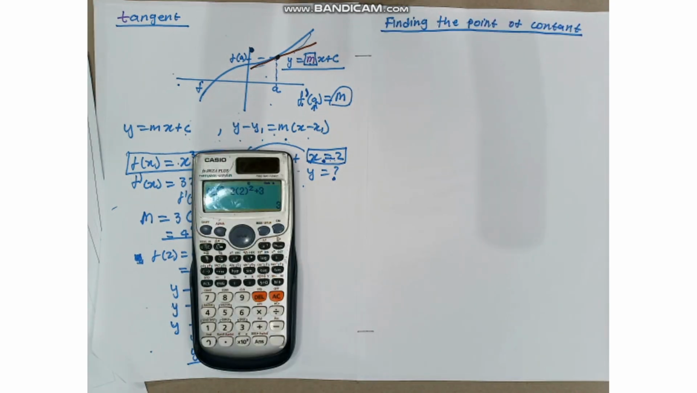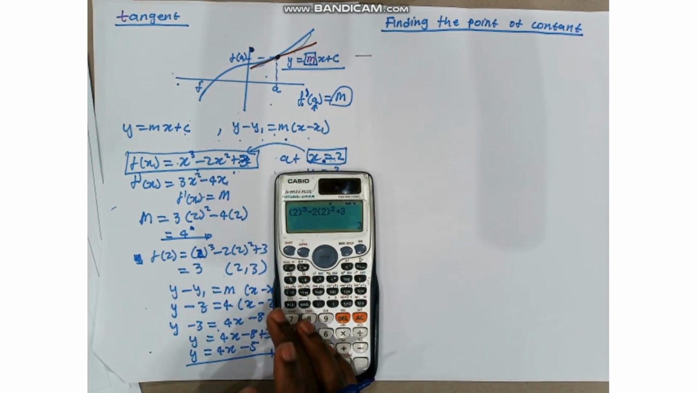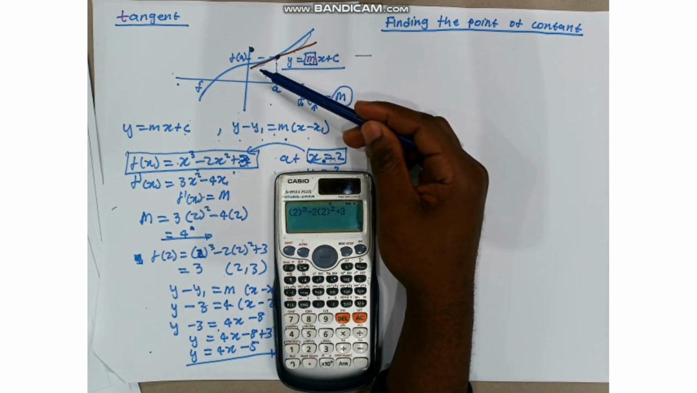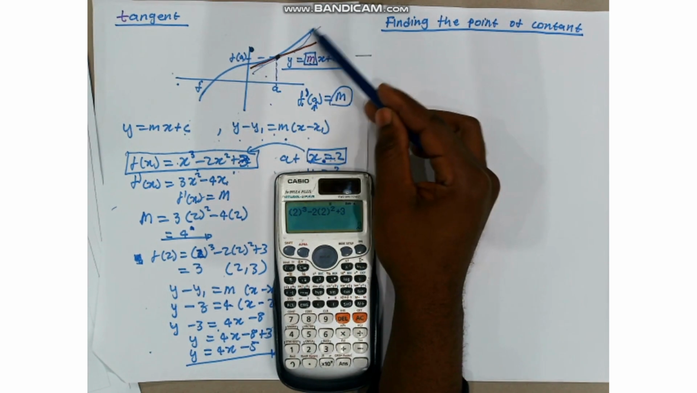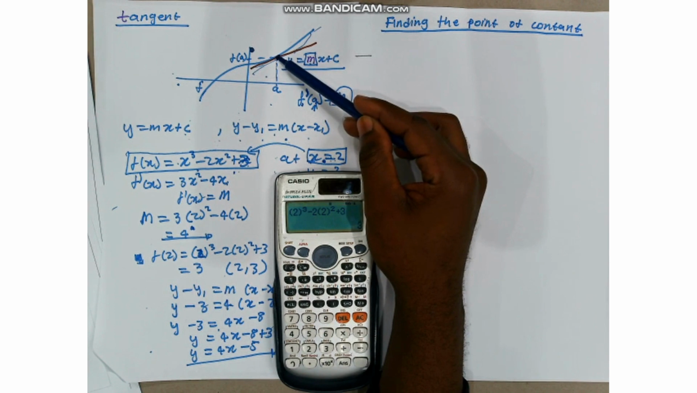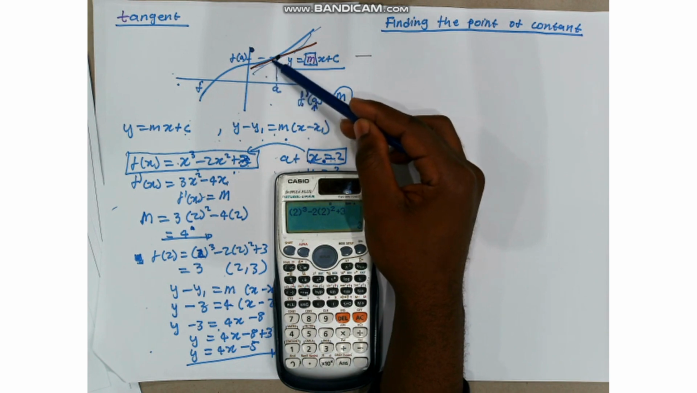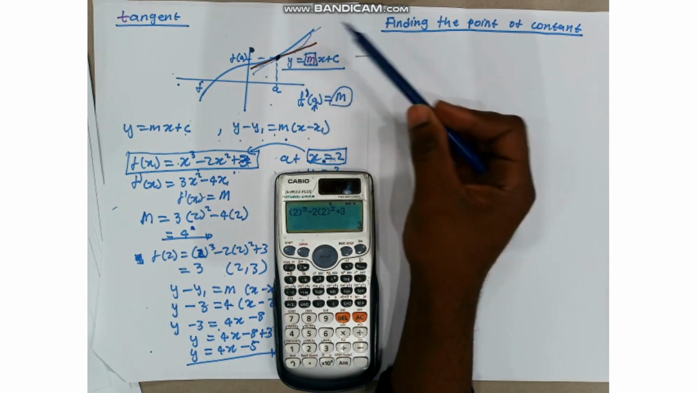Okay guys, the example that I'm going to do now is a little bit the opposite of what we did when we were calculating this one. Now, finding the point of contact. To find the point of contact, find the point where the tangent and the function contact each other.